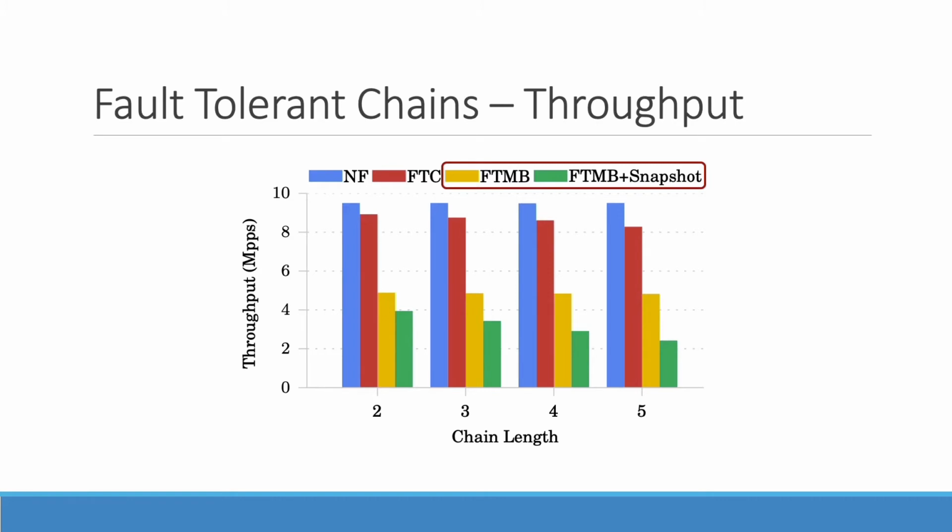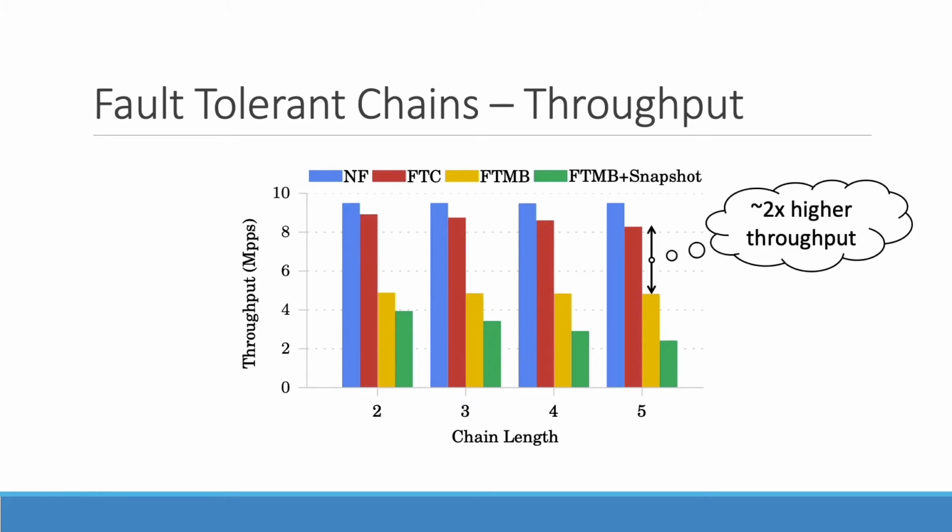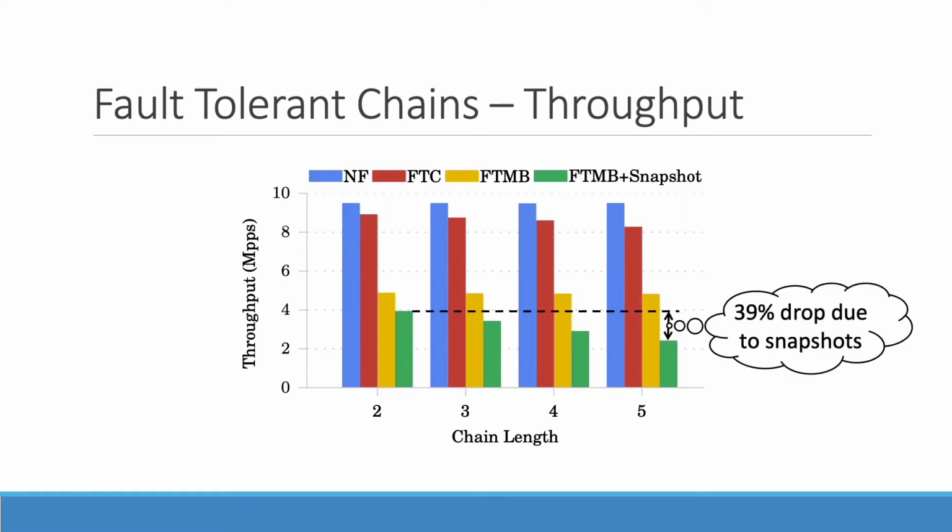This slide presents the throughput of chains where we vary the chain length and measure the end-to-end throughput. As shown, FTC throughput is largely independent of the chain length. FTC throughput is twice the throughput of FTMB, and FTC achieves 3.5 times higher throughput compared to FTMB with the snapshots. The throughput of FTMB with the snapshots drops by almost 40% due to periodic snapshots taken at all middleboxes of the chain.